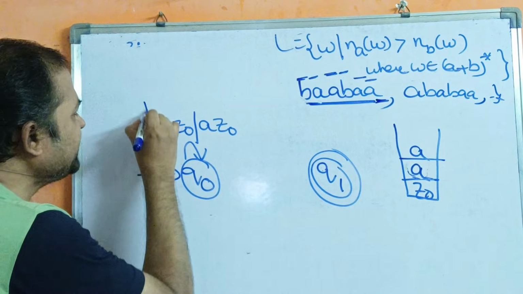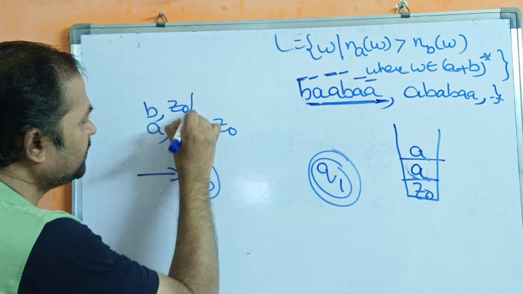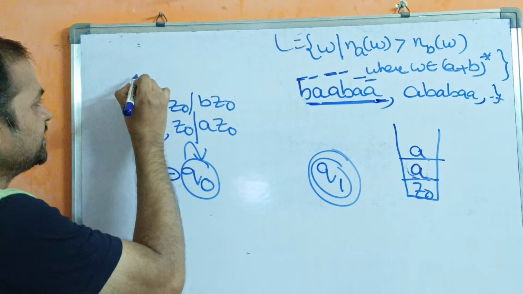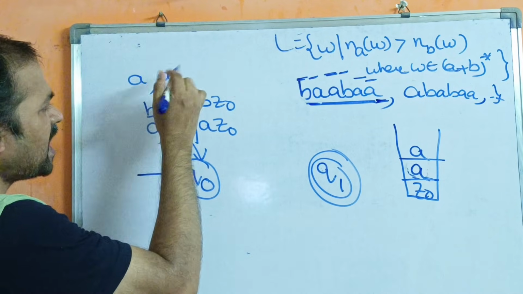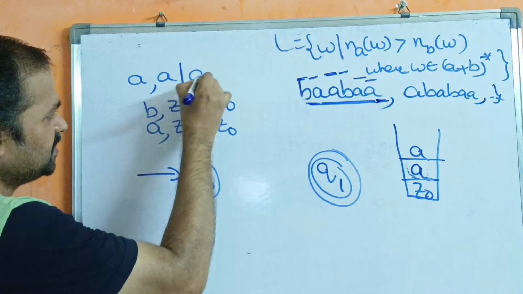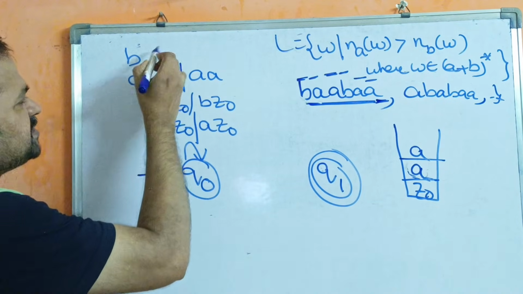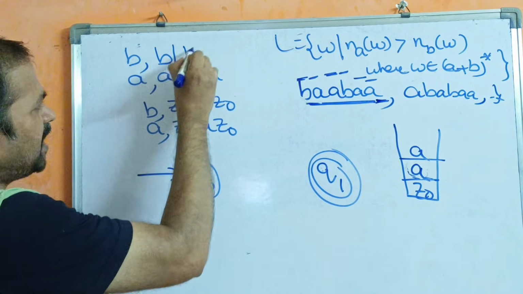If the input symbol is B and the stack is empty, then push B onto the stack. Next, same symbols: if the input symbol is A and the stack's topmost symbol is A, then push A onto the stack. Next, same symbol: if the input symbol is B and the stack's topmost symbol is B, then push B onto the stack.